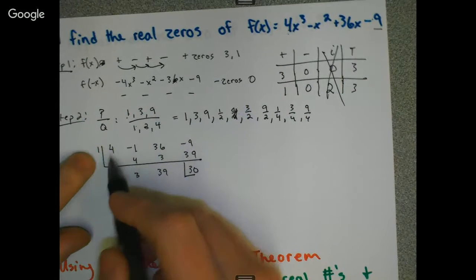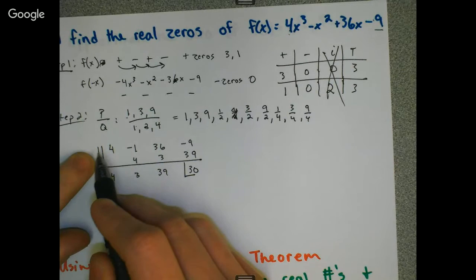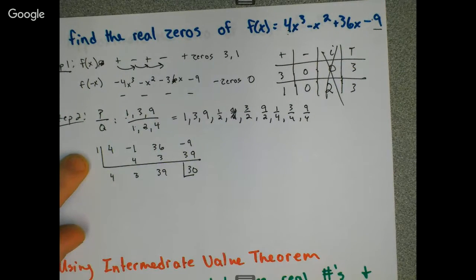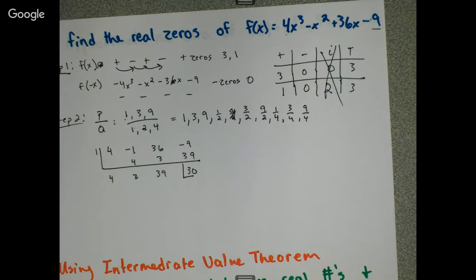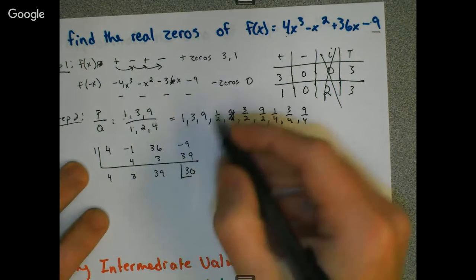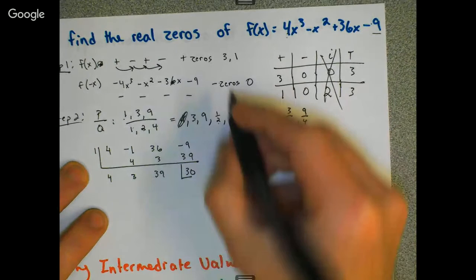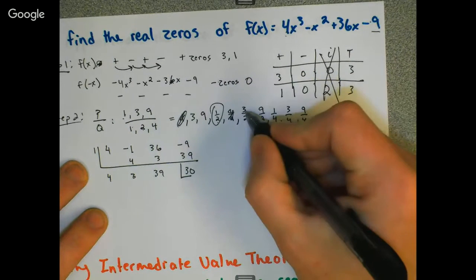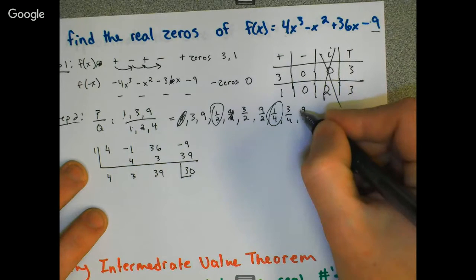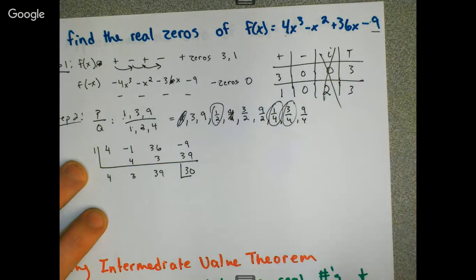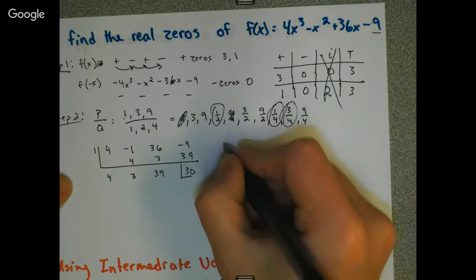That means I need to pick a number less than 1 and try it for a 0. We could also maybe look on the calculator to see what we get. So instead of trying 1, which didn't work, I might try a half, which is less than 1. This is bigger than 1, bigger than 1, less than 1, less than 1, less than 1.